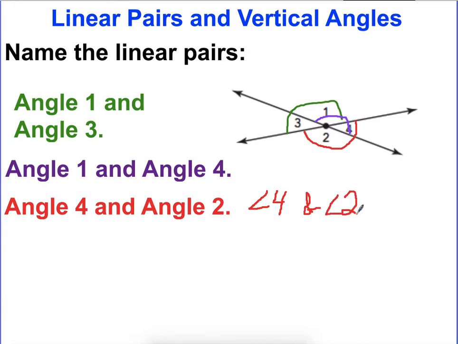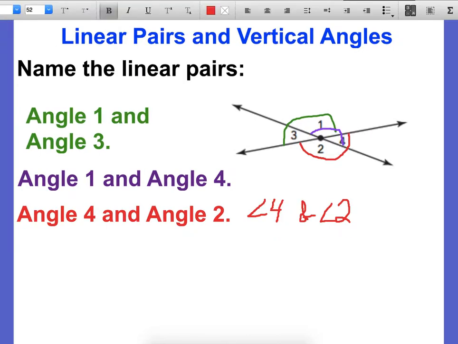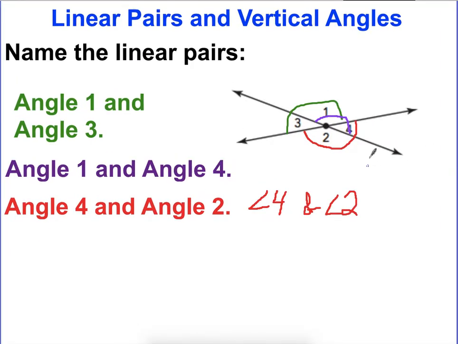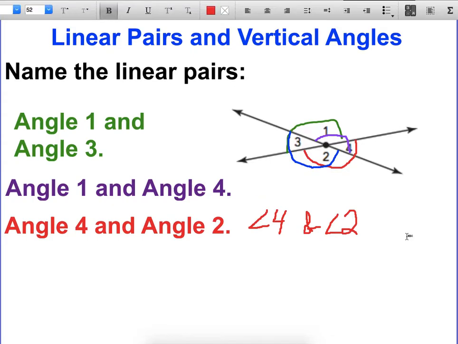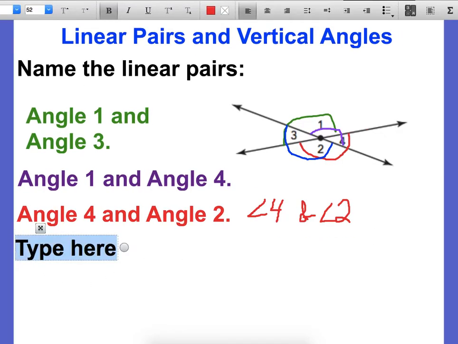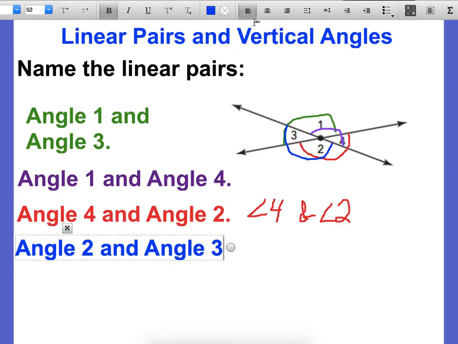I'm choosing to type here and I don't have these angle symbols necessarily, so you could do that. You could do this instead. You don't have to write the word angle each time. All right, let's look at one more, I think, 2 and 3. And I think that should be all of them for this diagram. We'll check through one more time as well. Let's say angle 2 and angle 3.